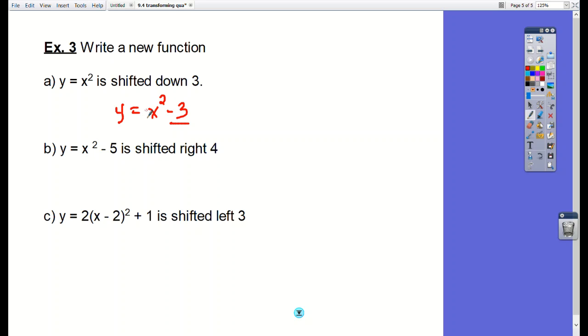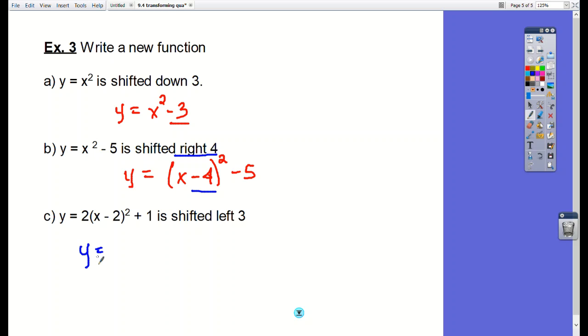Next one. Miles? Y equals x minus 4 squared minus 5. There we go. So right 4 tells us that it has to be on the inside of those parentheses because that's where the horizontal movement is. And when you move to the right, we use a negative. It's opposite what we think. All right, and then lastly, we have this one we want to change.